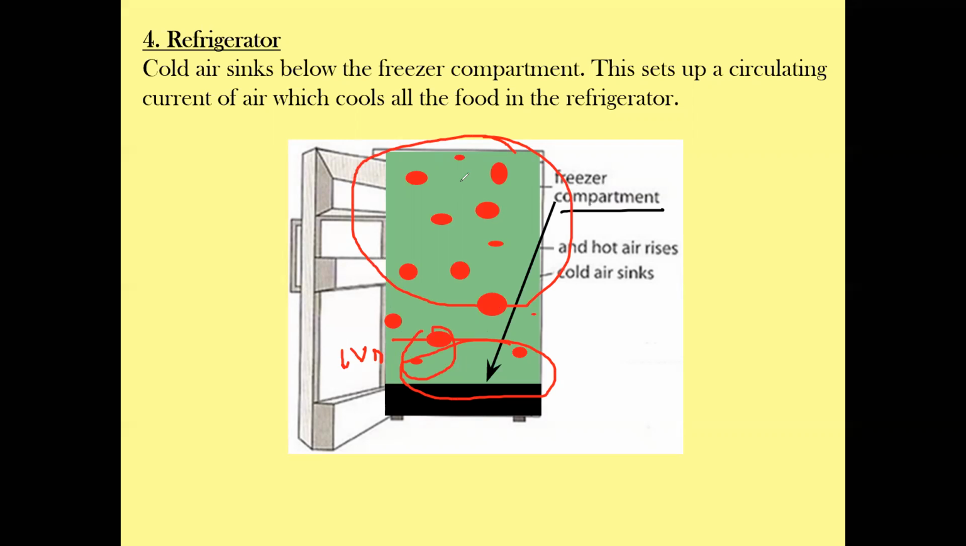This refrigerator will have different temperatures. At the top side it will be hot, and at the bottom it will be cold. But this is not effective to keep things cold. That's why whenever there's a freezer compartment in a refrigerator, it is always placed at the top. Is it clear?